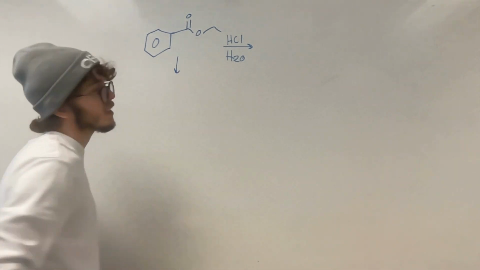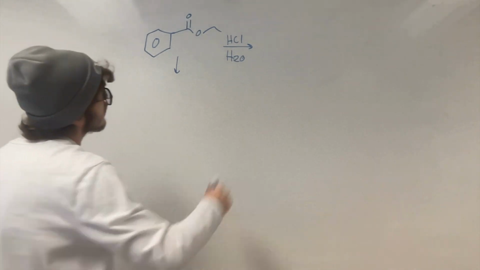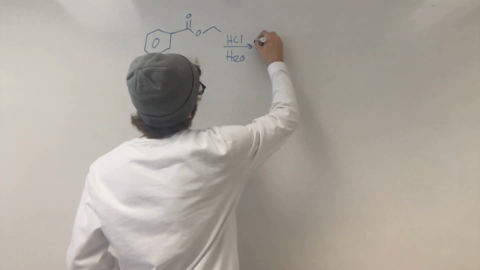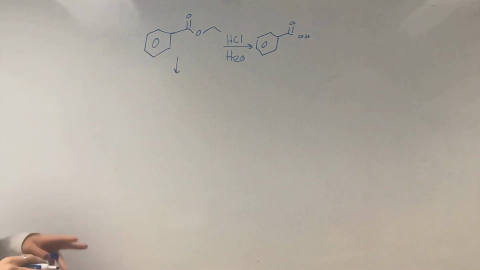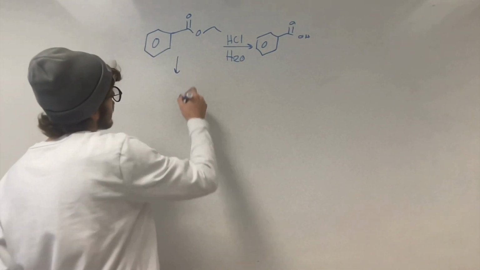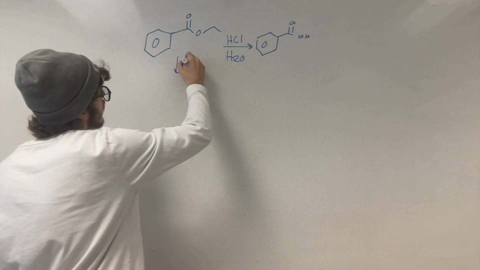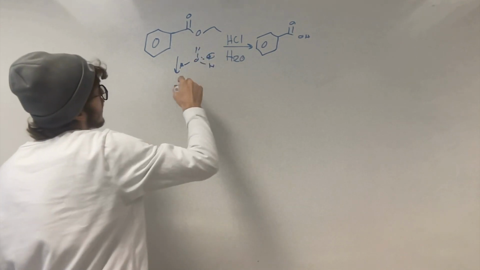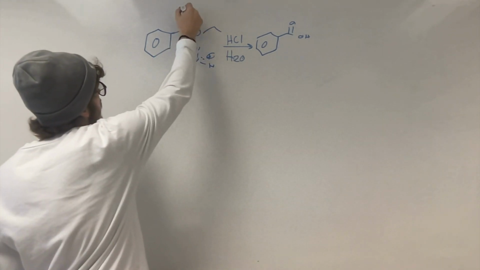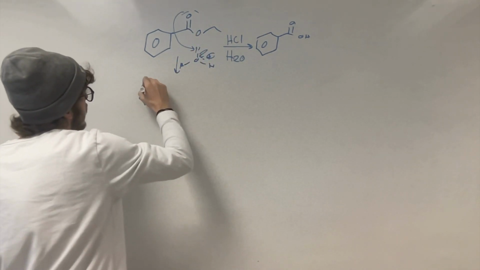This is going to be acid catalyzed hydrolysis of an ester to a carboxylic acid. So we expect our product to look like this. Carboxylic acid, very simple. How does this mechanism go? Well, HCl will donate a proton to the water, and we're going to form hydronium. We're going to have a positive charge, and the carbonyl will simply pick up one of those hydrogens. We're going to form a protonated carbonyl.